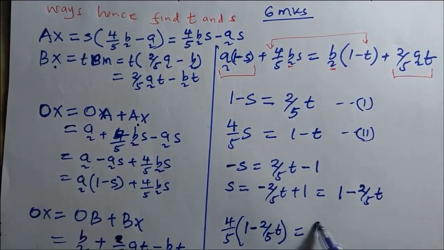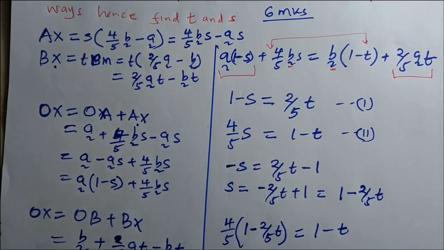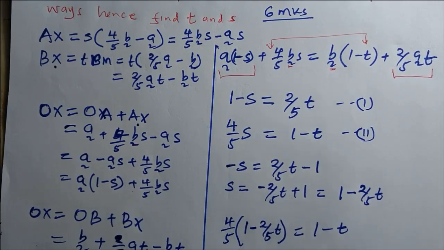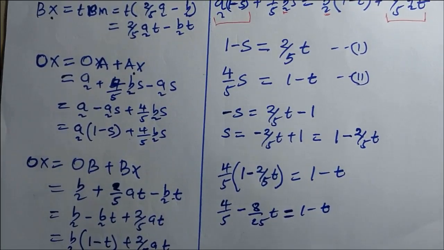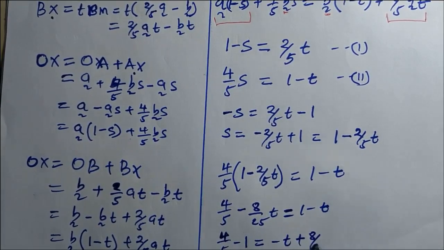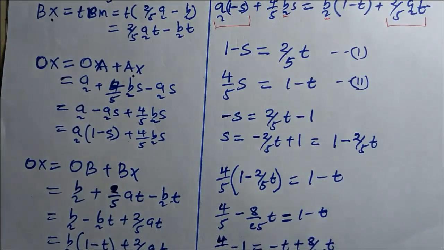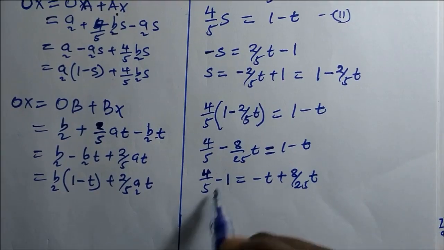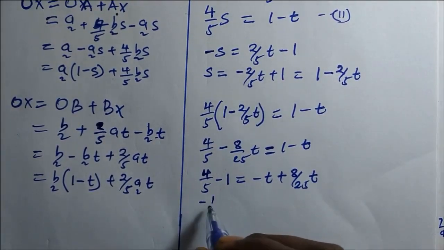Will be equal to 1 minus t. So open bracket, we will have 4 over 5 minus this times that, and it cancels, so it will be 8 over 25t is equal to 1 minus t. Like terms together, you bring this there and this one here. So 4 over 5 minus 1 is equal to minus t plus 8 over 25t.